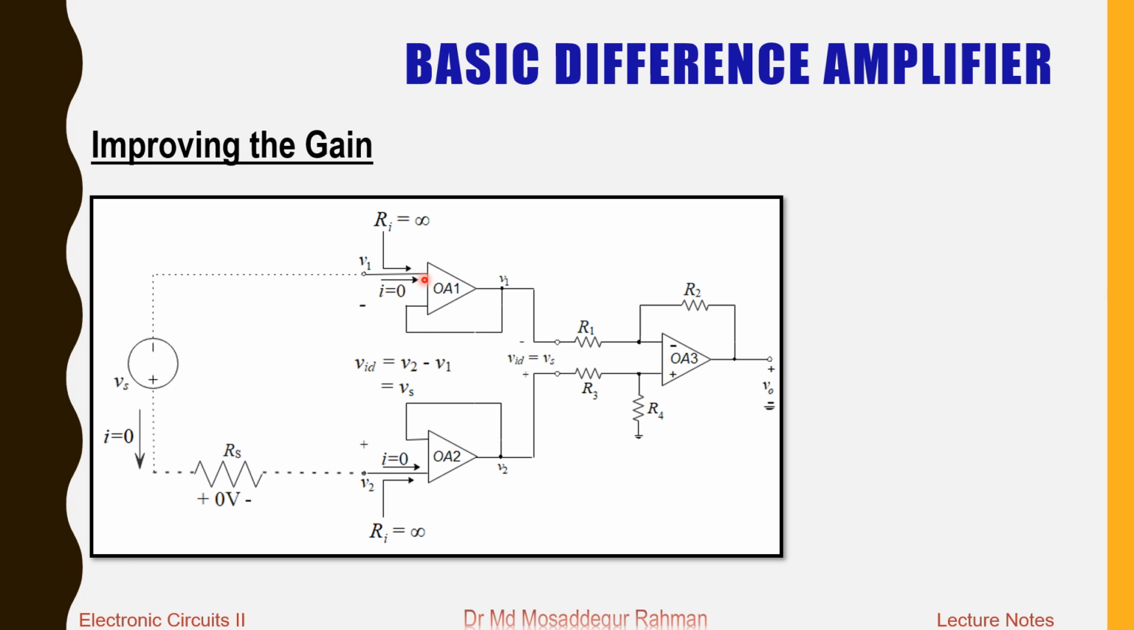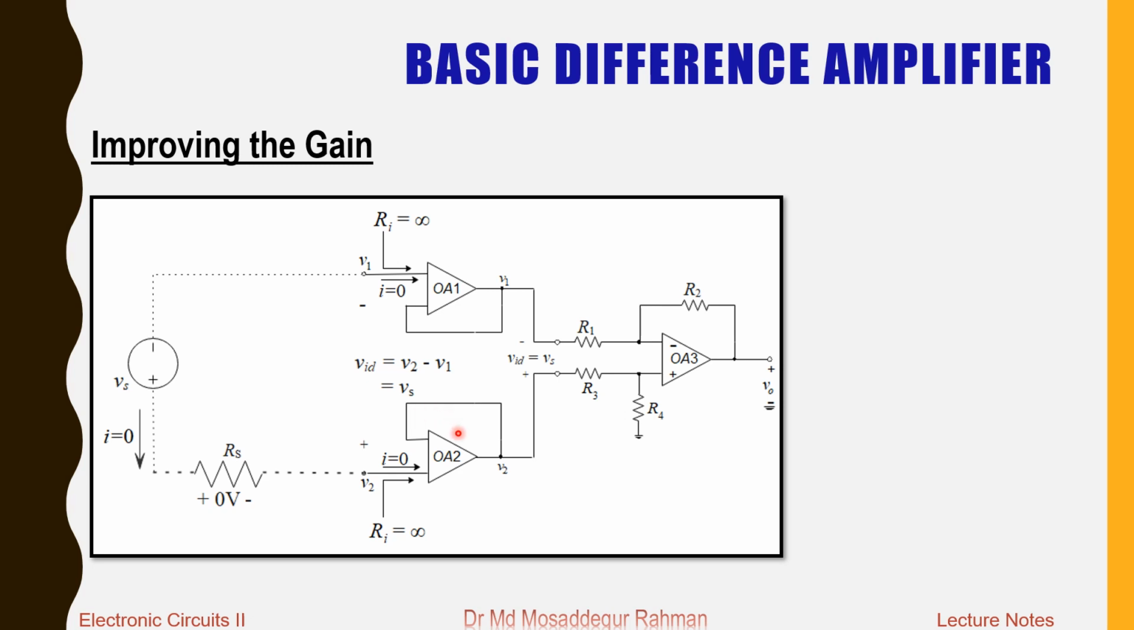But the voltage buffers do not provide any gain. Their gain is just 1. So how can we improve the gain of the basic difference amplifier while we maintain the very high, or ideally infinite, input resistance? That is not that difficult. That is actually pretty straightforward.